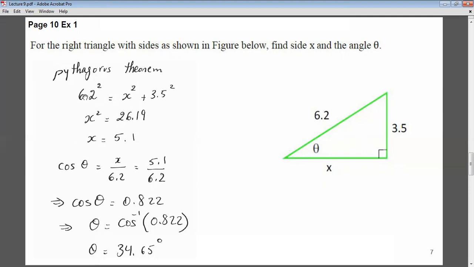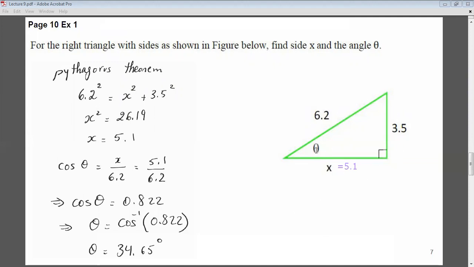The hypotenuse is 6.2. It's equal to one side, X, and the other side, 3.5. So X squared will be 6.2 squared minus 3.5 squared. X squared is 26.19, X equals 5.1. So now I have X equal 5.1. Now we need to calculate angle theta. We have all the sides.